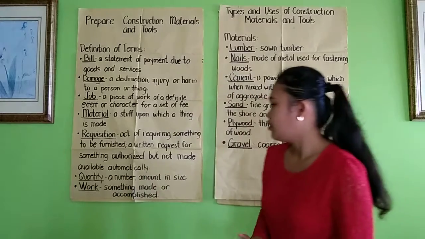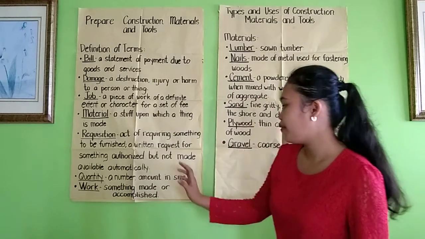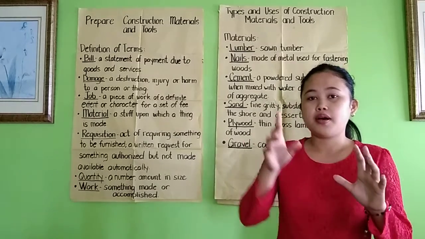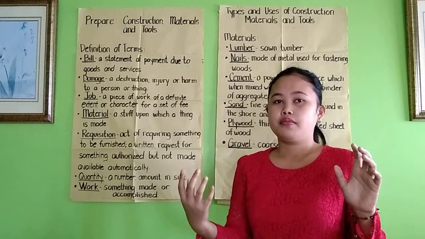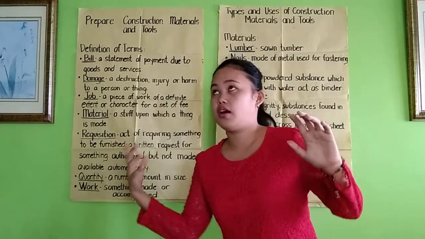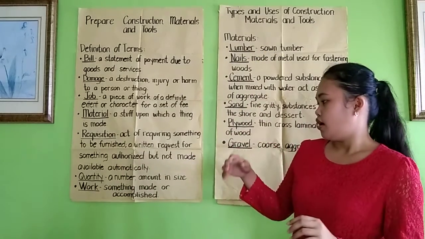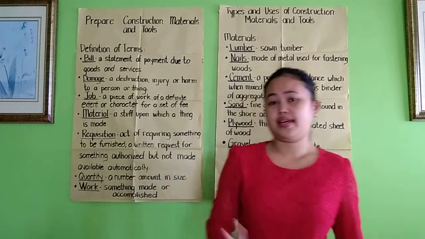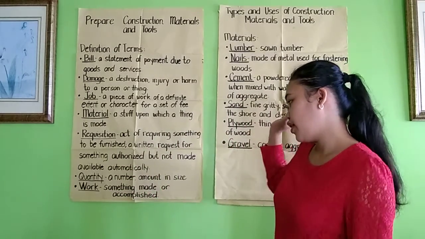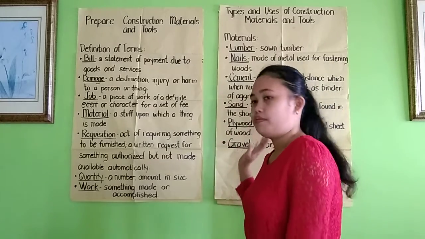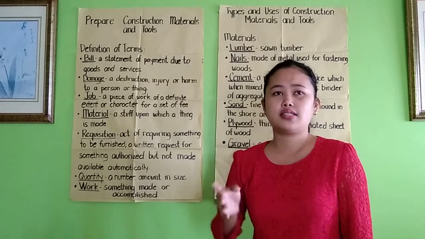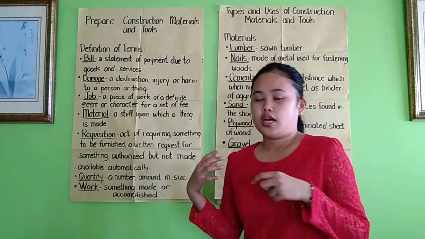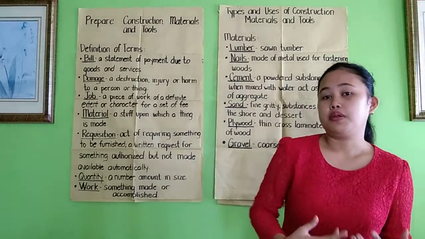Next is quantity. When you say quantity, it is a number or amount in size. Quantity is different from quality because quantity is somehow from ml, liter. So it comes with amounts or sizes. Work: something made or accomplished. Work is somehow similar to output or an activity that has been made.